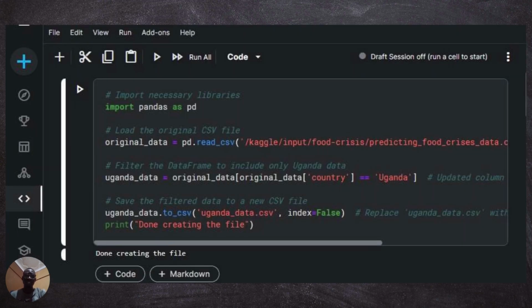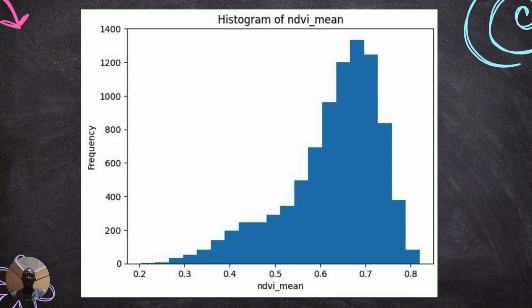So basically, this is a dashboard of our Kaggle notebook. You look at, we imported pandas, then we had the original data, that was a CSV file, where we extracted only Uganda from the original data, and then we got a CSV file which we use for our model training and prediction. So basically, these are some of the findings.